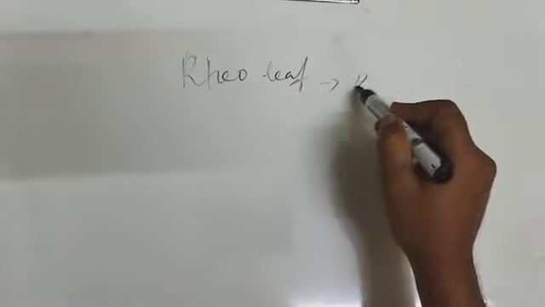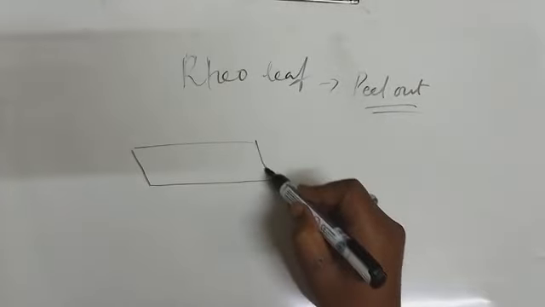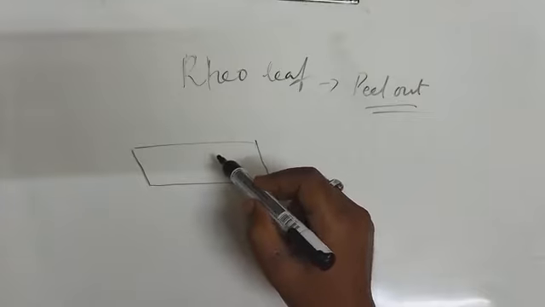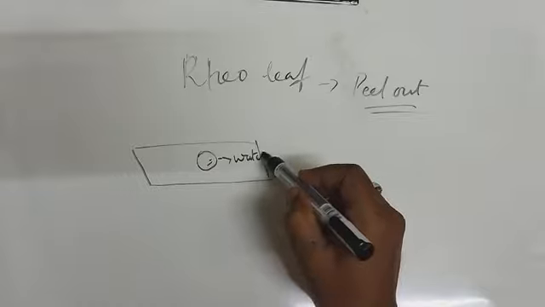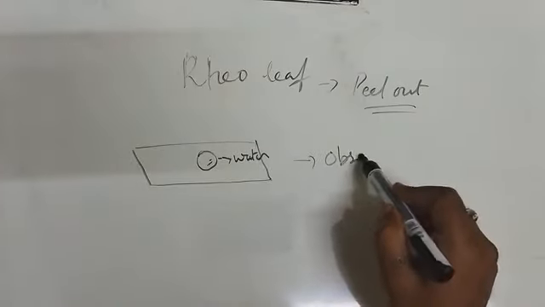What do we do with this leaf? We will peel out this leaf. And we'll keep some water on a glass slide. Just water. And put this peel, observe it under the microscope.